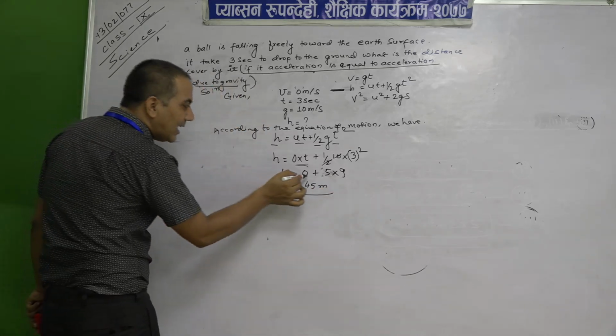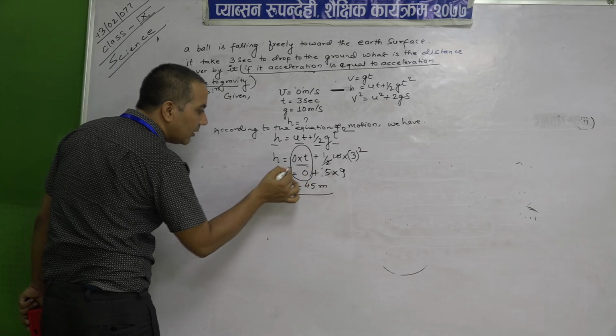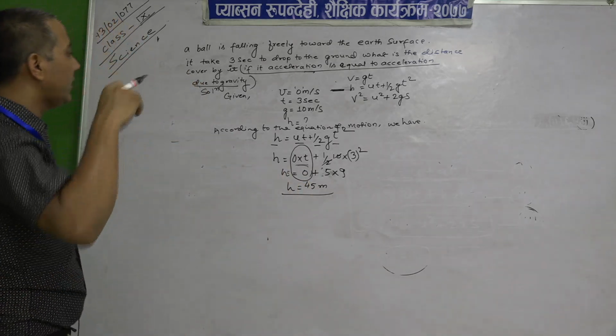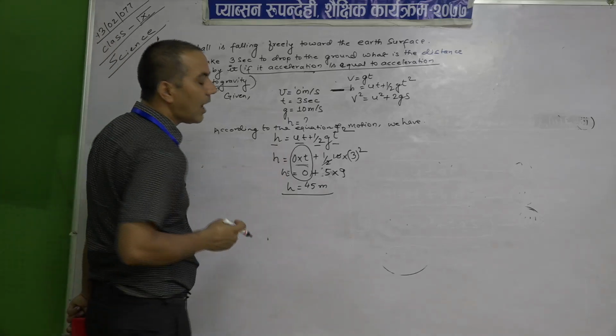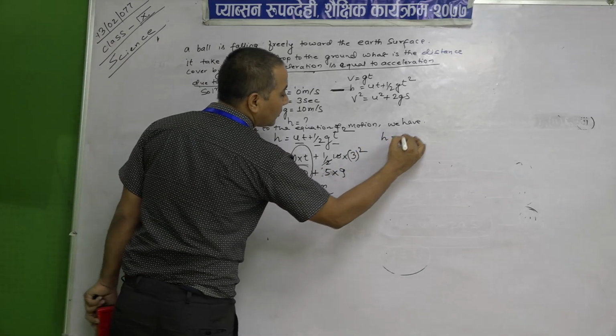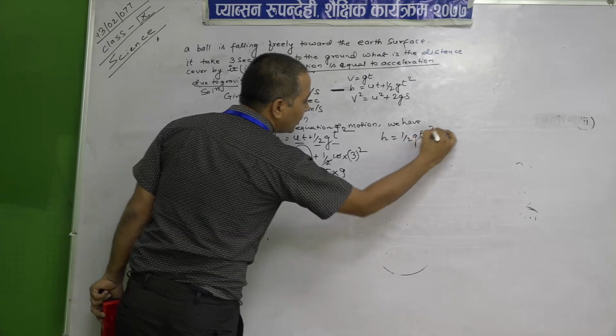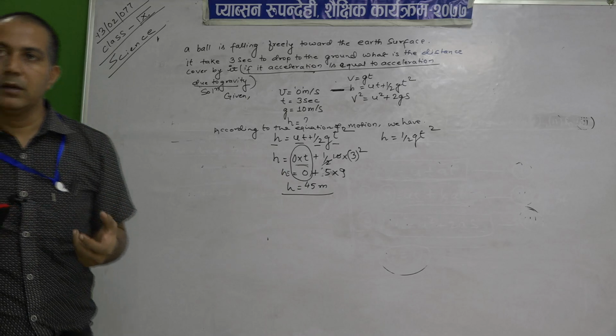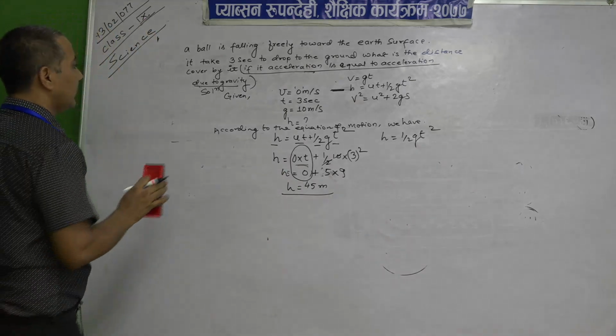So, is there any necessity to write this one? No. Therefore, for the freely falling object, we can directly write h equals half g t square. By writing this also, we can calculate. Now, comes to the next one.